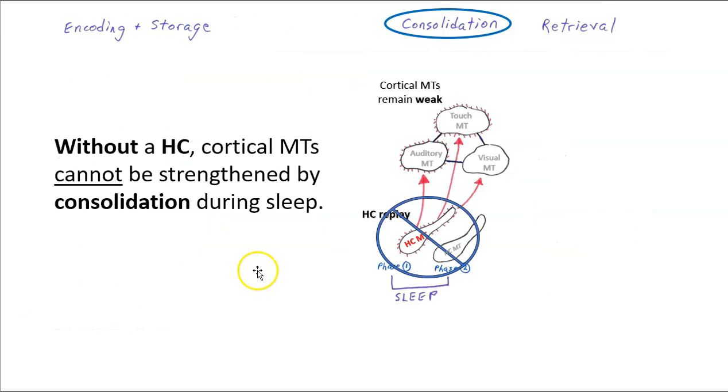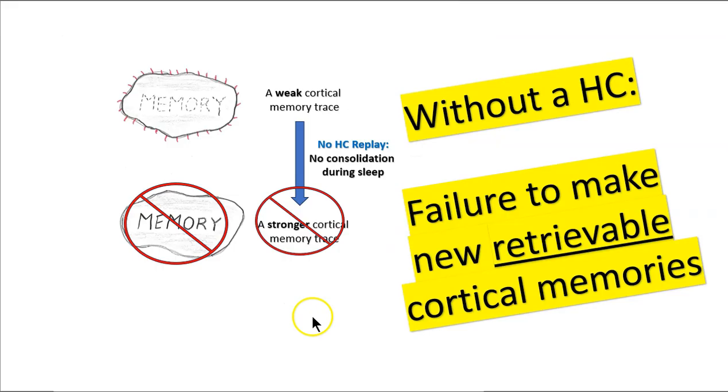So again, without a hippocampus, there are no hippocampal memory traces to use during sleep to consolidate memories in the cortex. If you don't have a hippocampus, you just don't have any memory traces of the day's learning that can be then used to strengthen those cortical memory traces. So our final conclusion then, that without a hippocampus, there is a fundamental failure to make new retrievable cortical memories. We're left with weak memory traces that the cortical systems cannot find or reactivate.